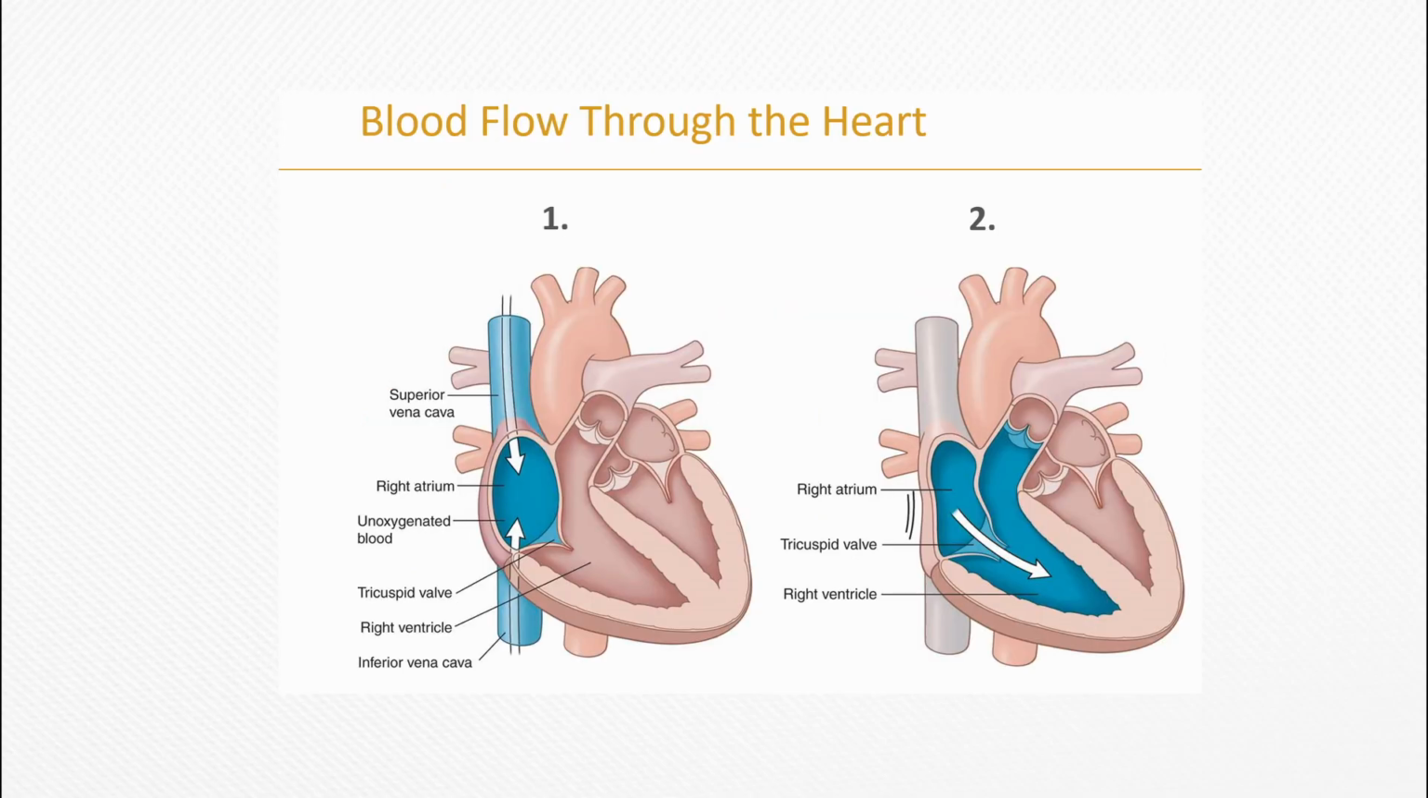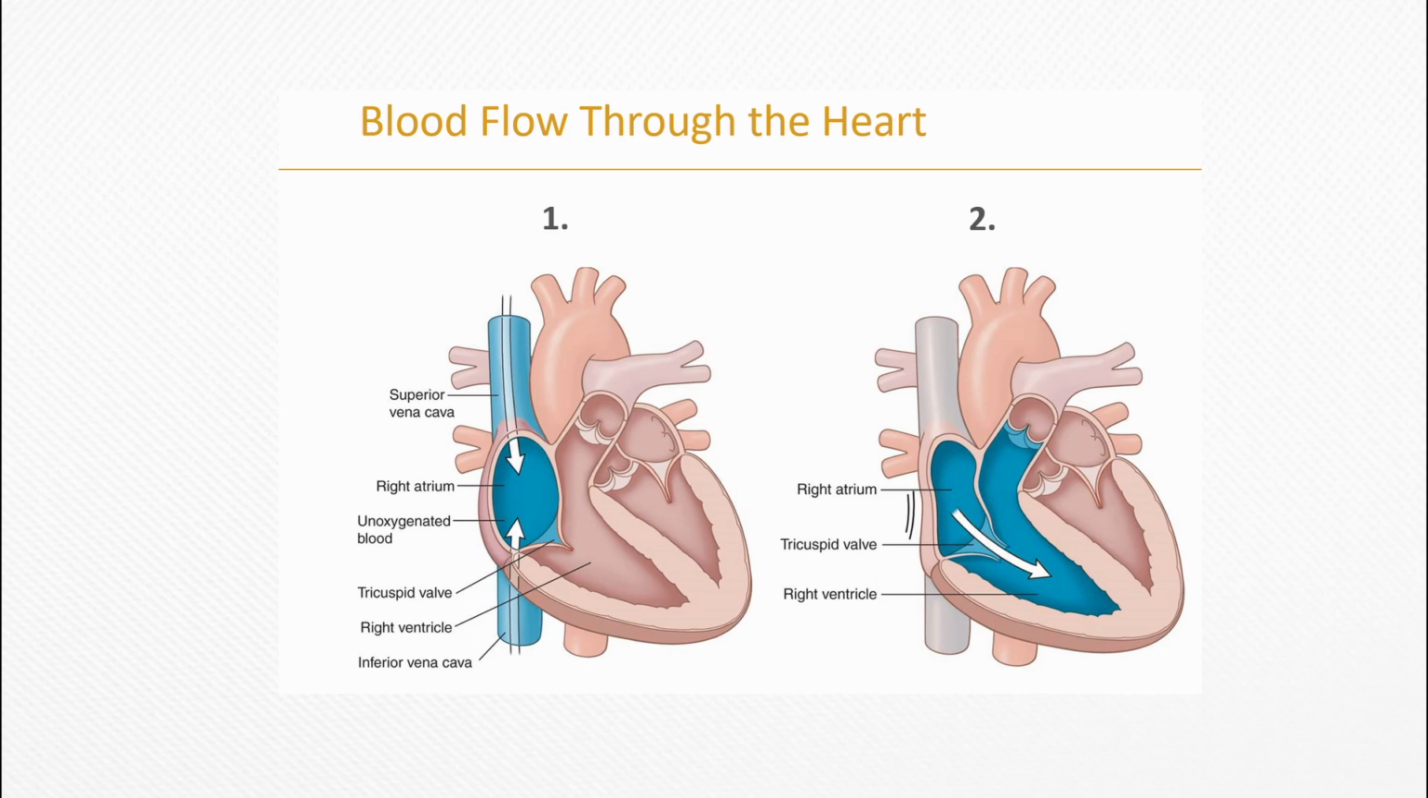So now we can talk a little bit about the blood flow of the heart. Initially, the blood will flow into the right atrium from the superior vena cava and the inferior vena cava. Remember what I said about veins having blood flow towards the heart. So this blood is deoxygenated. This is blood without oxygen, and it's coming from different tissues.